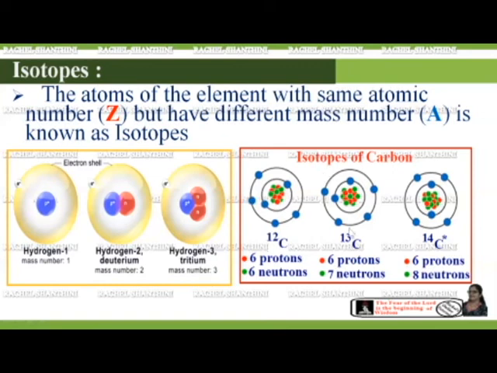Here we have isotopes of carbon. Here also we have 3 kinds of isotopes. They are carbon 12, carbon 13 and carbon 14. All the 3 isotopes of carbon have 6 protons, but they differ in their number of neutrons. The isotopes of other elements do not have special names. They are indicated by giving the mass number value on the symbol.